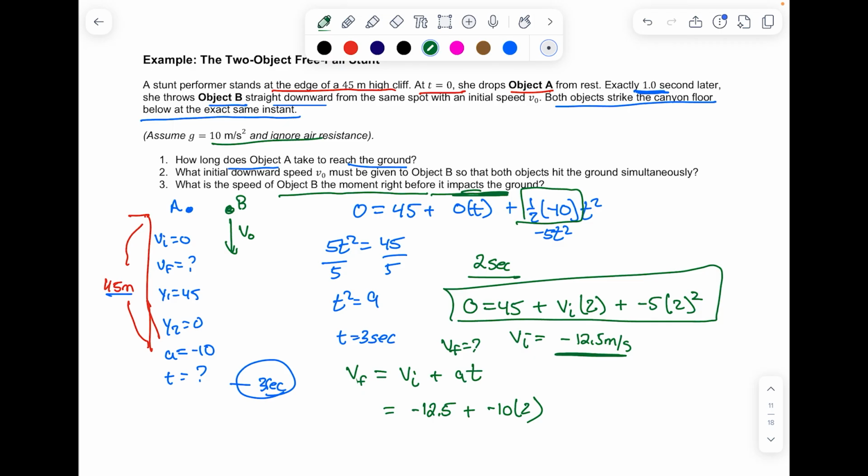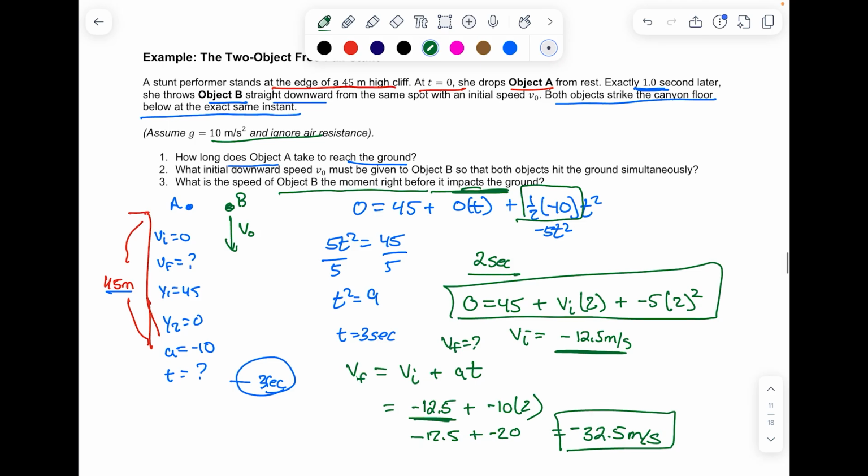When you solve this, it will be negative 12.5 plus negative 20, which is 32.5 negative meters per second. It makes sense that it should be a negative answer, and if it starts at 12.5, it's only going to get faster, by 10 meters per second every second. After 2 seconds, 12.5 plus 20 is negative 32.5.